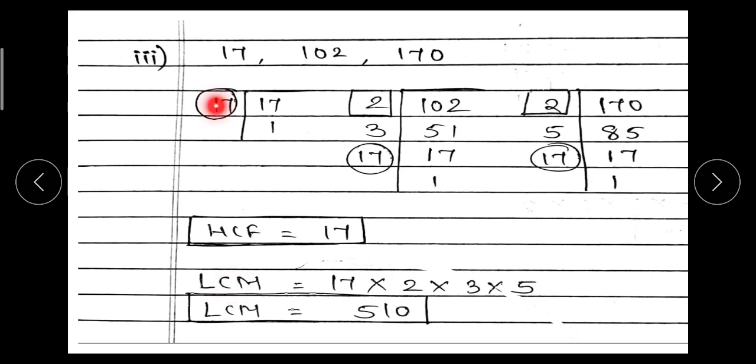Common number is 17. Okay. In all these three numbers, 17 is common. Now take out the group of 2 numbers. Suppose I am taking these 2. Is any common number there? No. Take these 2 numbers. Take the group of these 2. Is any common number there? Yes. See here, 2 is common.